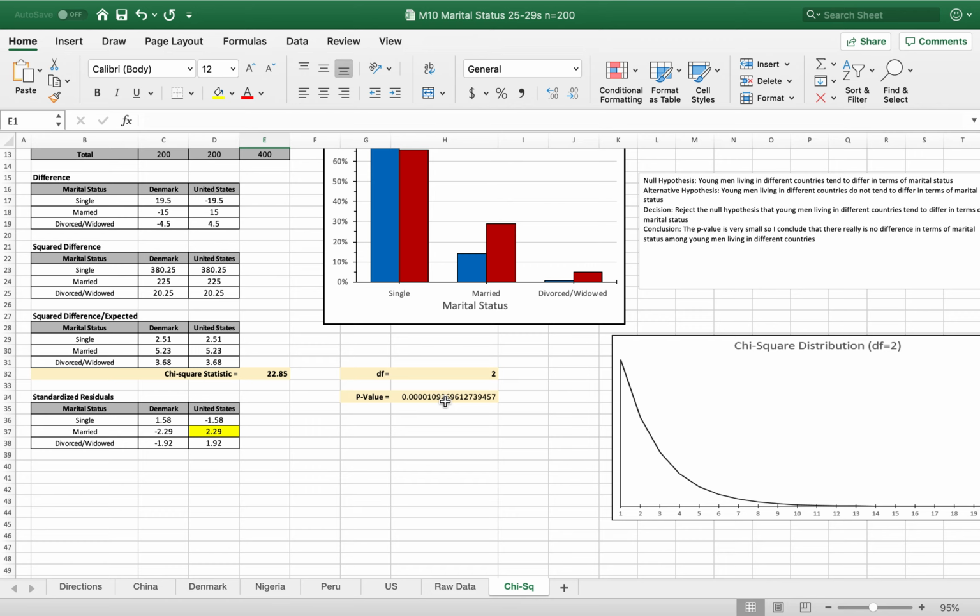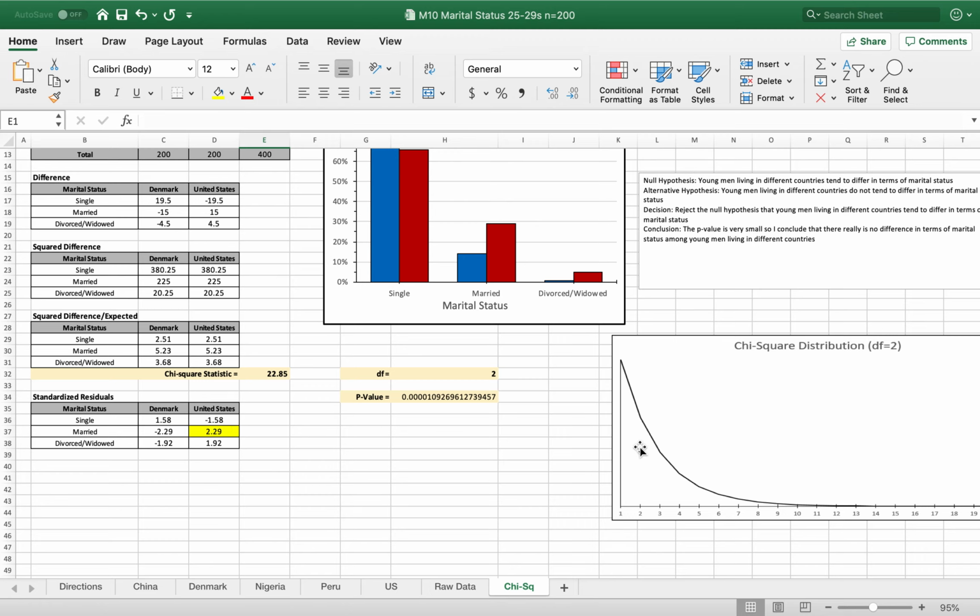We can look at the standardized residuals and see why it is so small. The standardized residuals tell us what each cell contributed to the overall significance on the Z-score. As you can see, the one highlighted right here, married in the United States, has the most impact on the overall results. There are more married men between these ages.